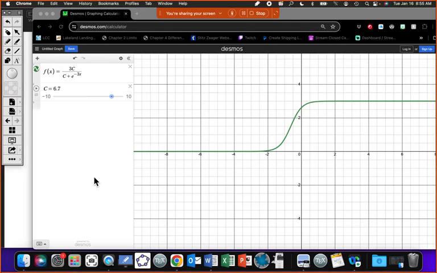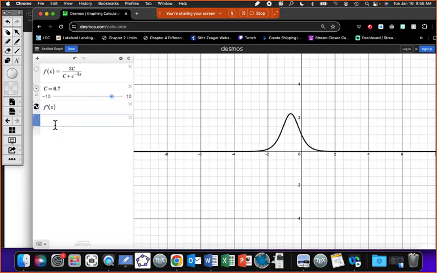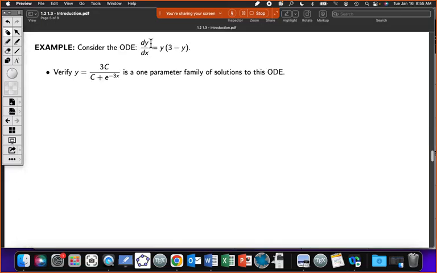Anyway, there's logistic curves. Now, I want to show that it satisfies the differential equation. So what I'm going to do is drop this off, and I'm going to graph f prime of x. And then I'm going to graph this, f of x times 3 minus f of x.